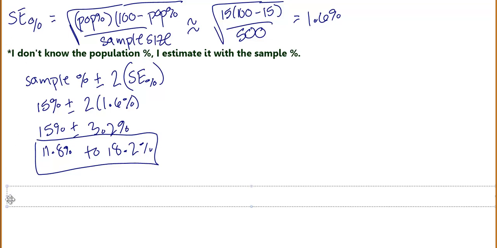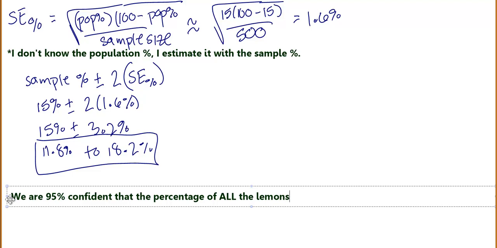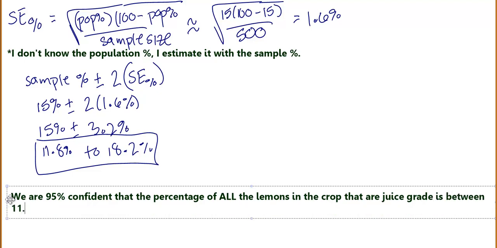And finally, what does this mean? We need to write it in context of our problem. So we are 95% confident. First you tell me how confident you are. That the percentage of all, and that "all" is very important. This is not just the percentage of the sample, but the percentage for all the lemons in the crop. The percentage of all the lemons in the crop that are juice grade is between 11.8% and 18.2%.